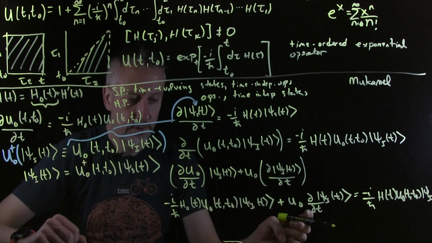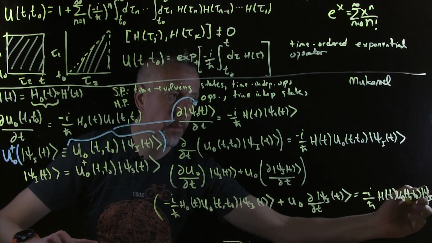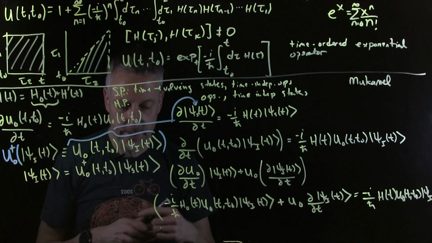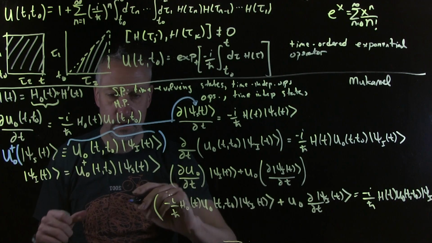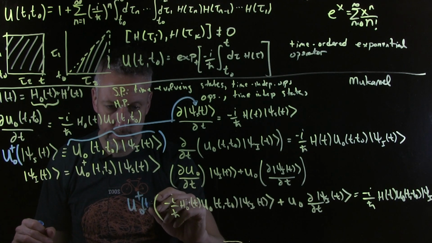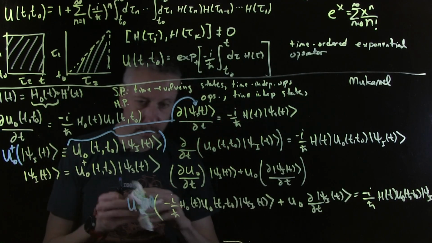All right. So the next step here that we can do before we have to erase the board is we're going to parenthesize the entire equation, and we're going to multiply on the left-hand side by U naught dagger, t naught. Let me write that again. That looks bad.